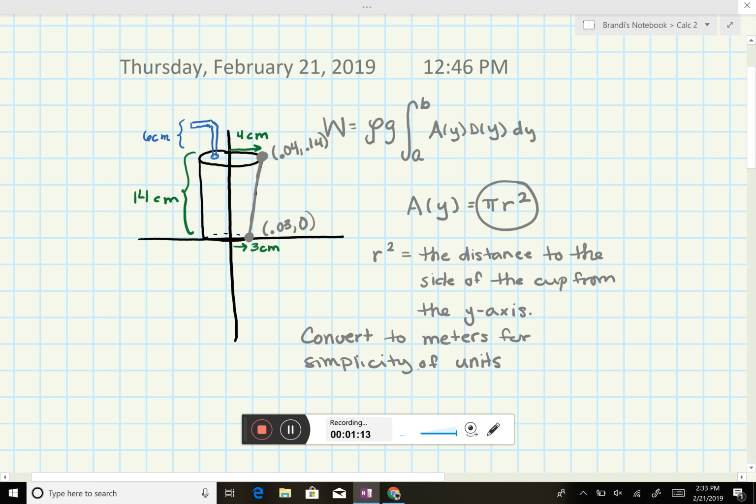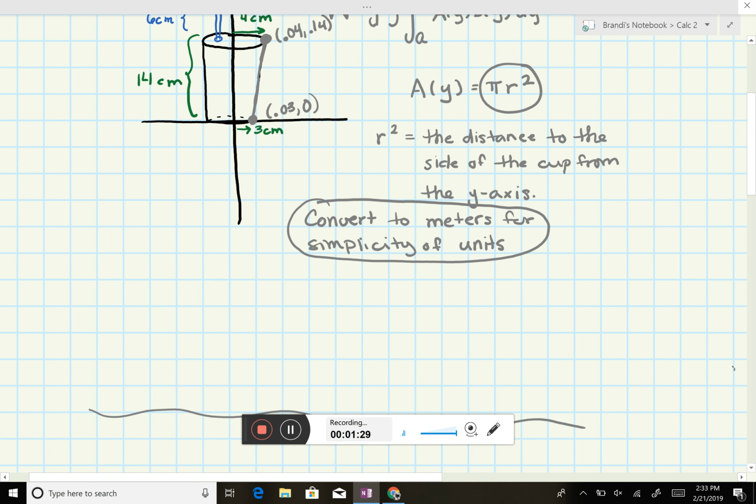So before we start any math, we're going to make this note to convert our centimeters to meters for the simplicity of units because both of these are already given in meters. So let's say 14 centimeters will actually be 0.14 meters. All right, so let's start finding the equation for this line, this gray line on the outside of the cup.